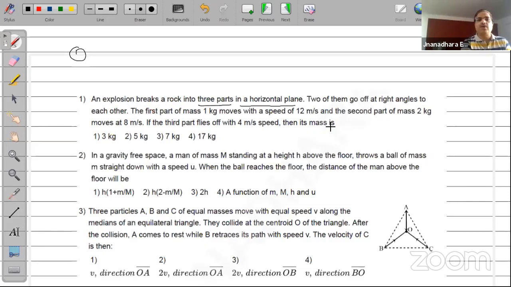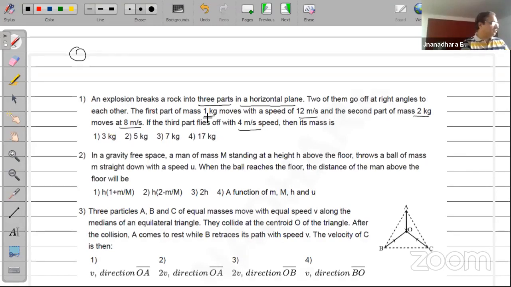Very interesting problem. It is breaking into 3 parts in a horizontal plane. First one is 1 kg, moving at 12 meters per second. Second one is 2 kg and moving with 8 meters per second. If the third moves with 4 meters per second, they are asking what the mass is. Now the first 2 are at right angles. So let's solve this problem and see what we get.